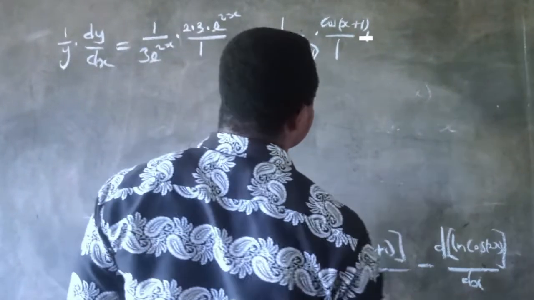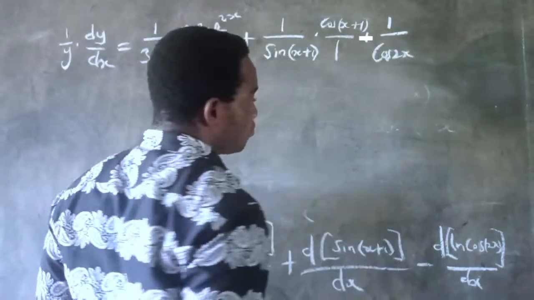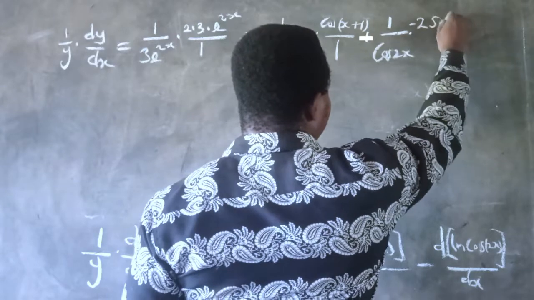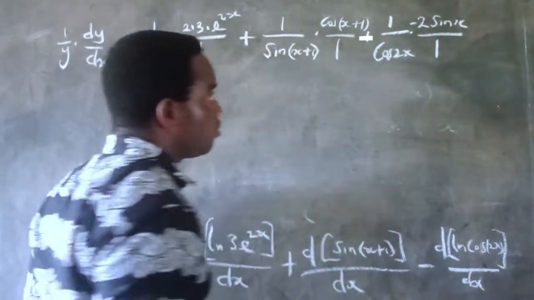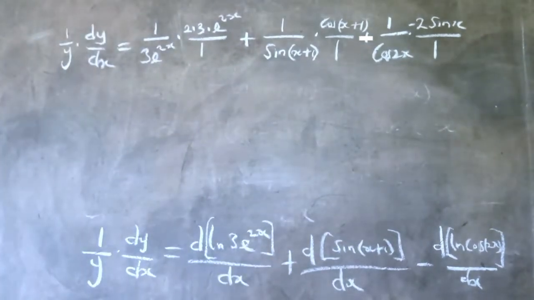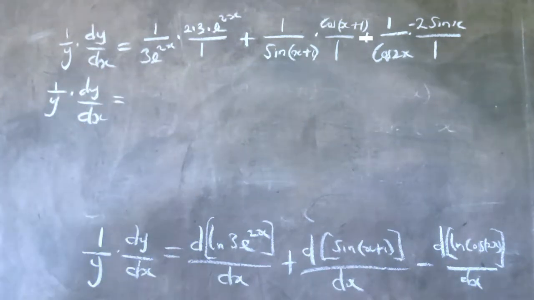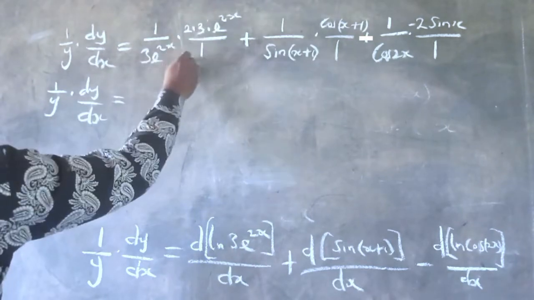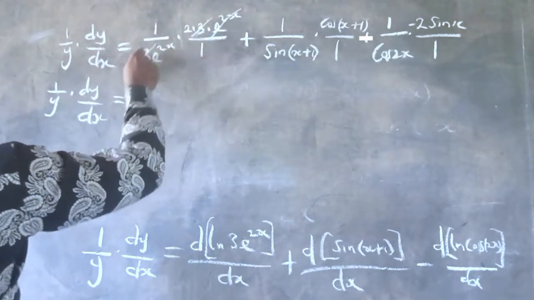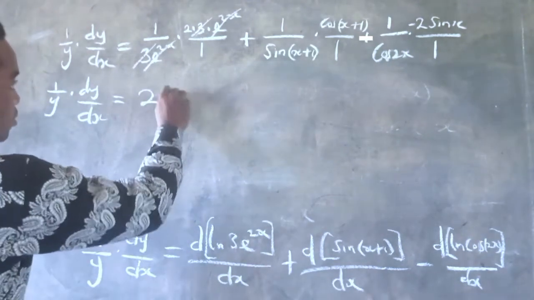And minus 1 all over cos 2x and multiplied by negative 2 sine 2x. That is the derivative of cos 2x. So we have 1 all over y multiplied by dy/dx equals that, cancel out that, and that cancel out that too. So what do we have left in that expression is 2 and plus.